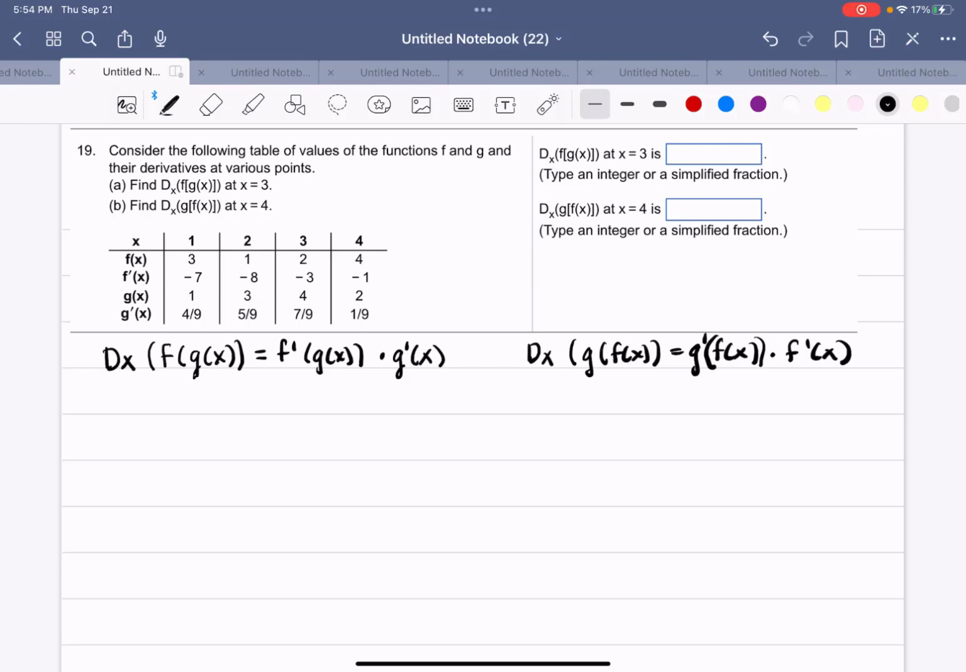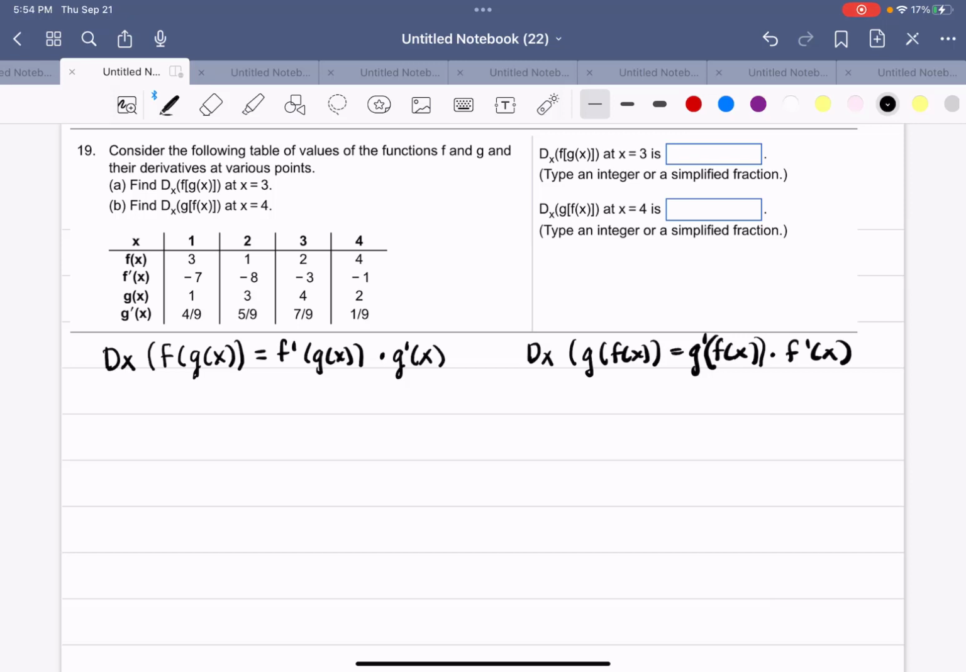Example number 19. Consider the following table of values of the functions f and g and their derivatives at various points. Part A, find the derivative with respect to x of f of g of x at x equals 3. Part B, find the derivative with respect to x of g of f of x at x equals 4.